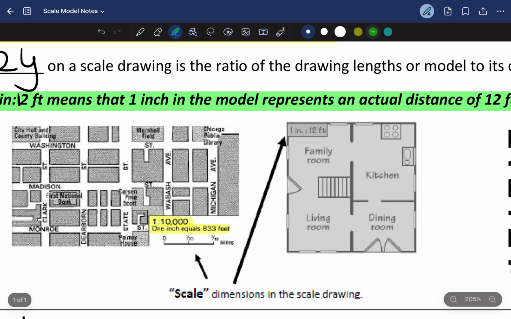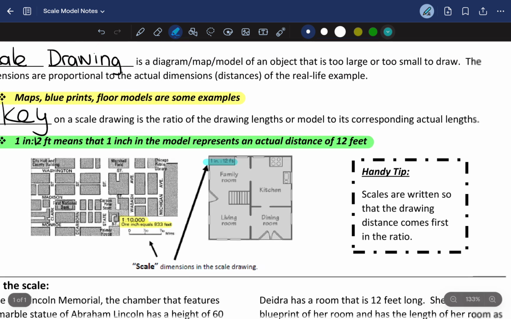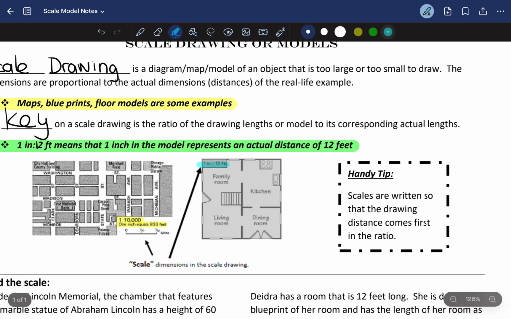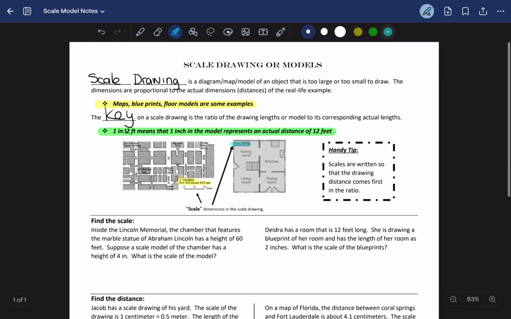And then this next one over here is a floor model, sorry. And this is a floor model of, assuming, an apartment. So it says 1 inch equals 12 feet. So every inch that you read on this is 12 feet. It can give you an idea of the dimensions of the rooms and all that. So the handy tip is that scales are written so that the drawing distance comes first in the ratio.